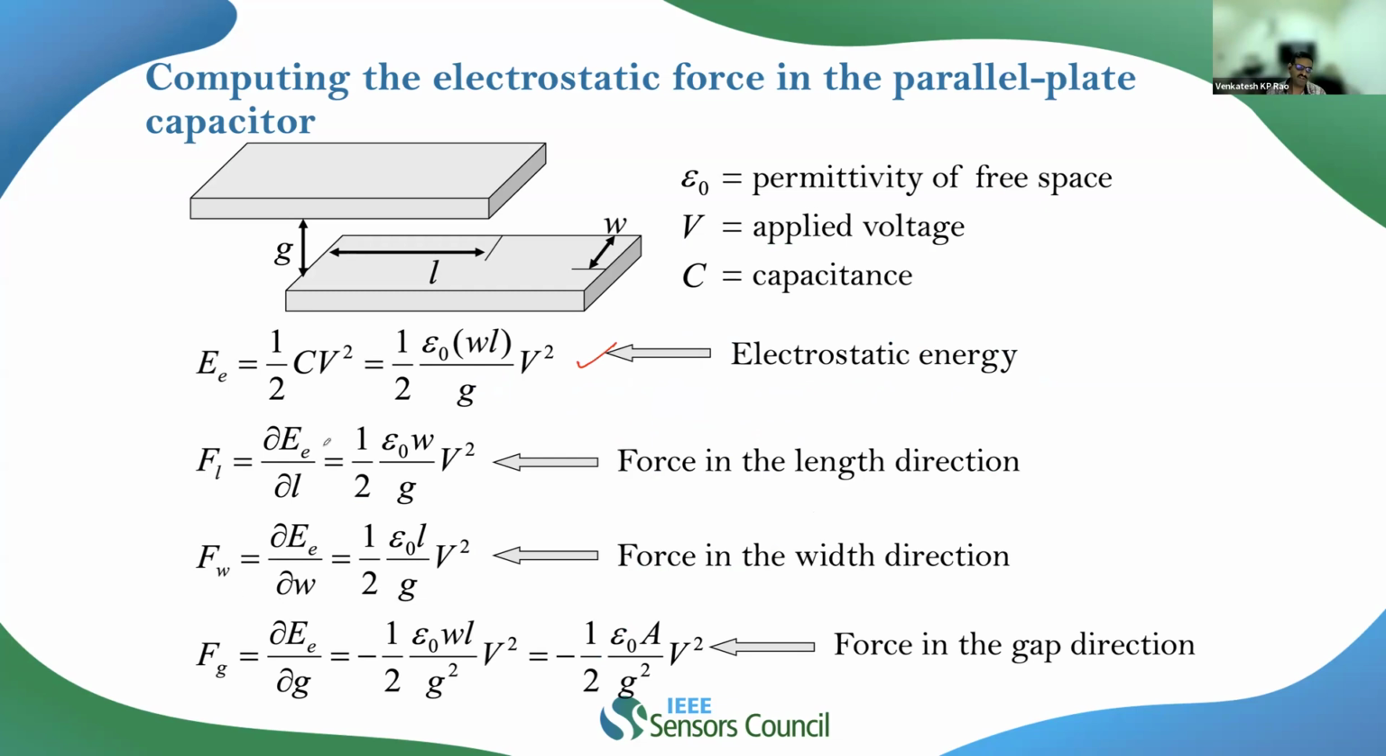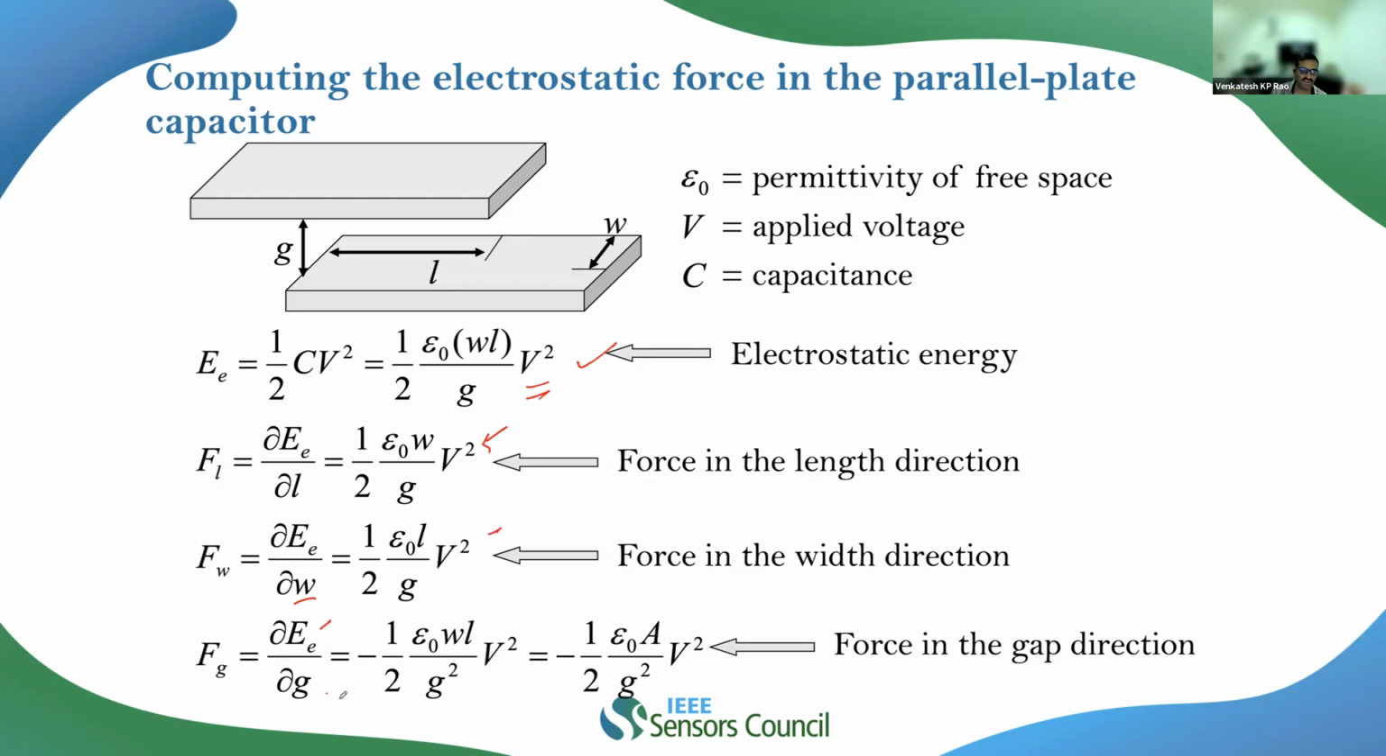Then the force along the length direction, if I want to evaluate, is basically dou E divided by dou L. That's the force along the length direction. Similarly, that along the width direction is dou E divided by dou W. We need to take this expression and take the derivative with respect to width, and then I will get half of L epsilon naught divided by G times V square.